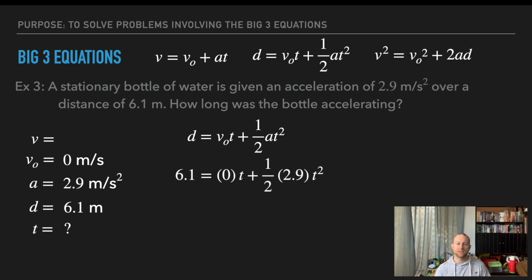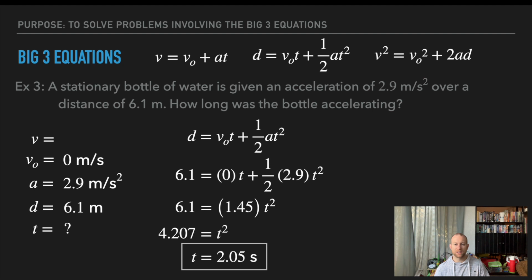Let's plug in some numbers and do a little bit of algebra. If the algebra steps are confusing, come talk to me in class. I can hopefully explain some of those for you, but the algebra part you should be able to do by now, hopefully. So there's your time. That's how long it was accelerating.